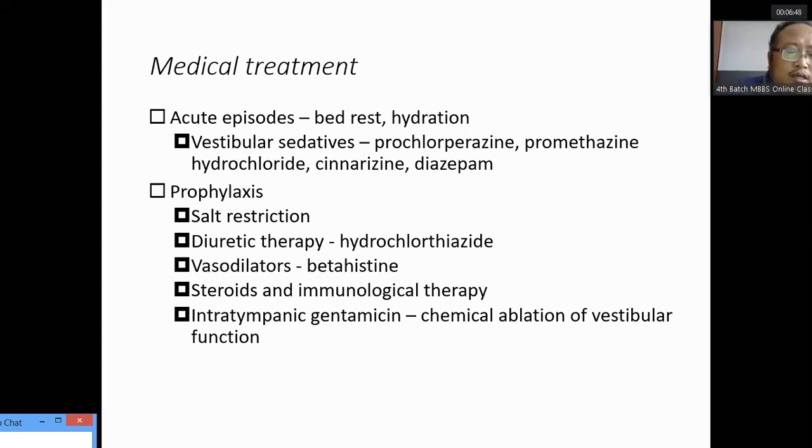Gentamicin, as you know, is ototoxic. When it is given intratympanically, it will cause chemical ablation of the vestibular function. But the patient's general condition should always be managed. After the ablation, the patient might have imbalance for life. So always think of that.